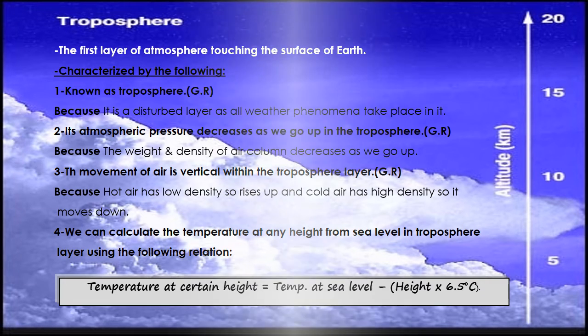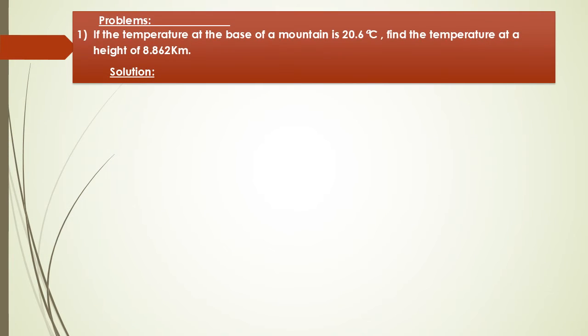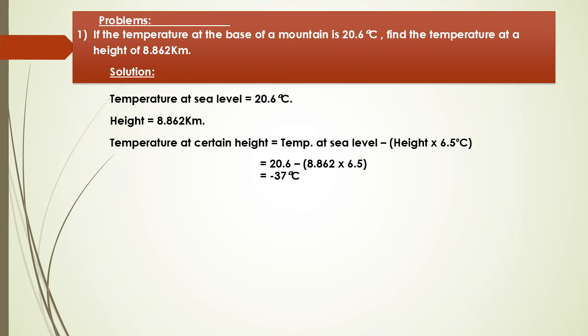Like problem 1: if the temperature at the base of a mountain is 20.6, find the temperature at a height of 8.862 kilometers. We are asked for the temperature at height, so we use the rule: temperature at a certain height equals temperature at sea level, that is 20.6, minus the height times 6.5. The height is 8.862 kilometers, so we substitute it and get minus 37, minus because as we go up the temperature decreases.